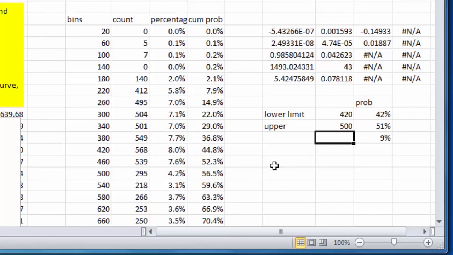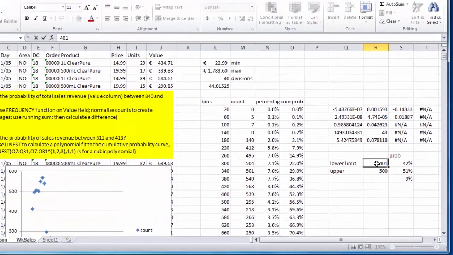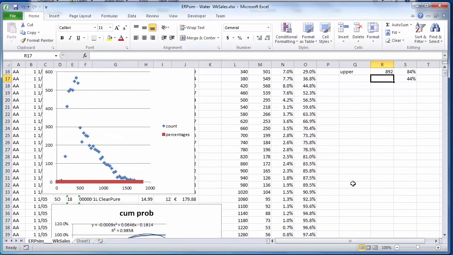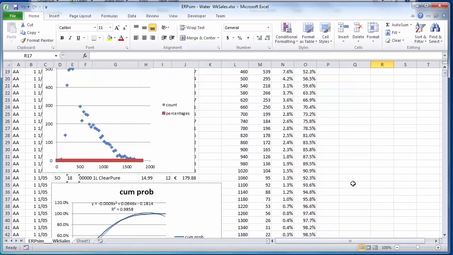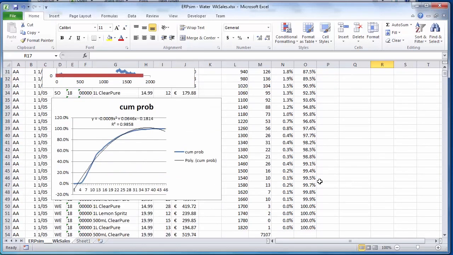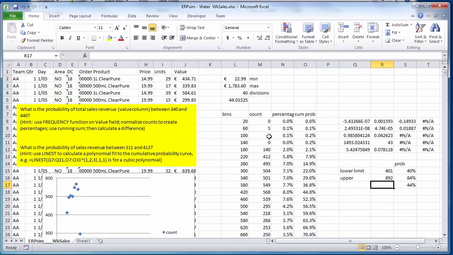So this is a way to use a regression to estimate. Say this is 401, and 892. For some reason we have those. Well, we estimate about 44% of that occurring. Or you could go down here and estimate it via these tables. That's the general idea. Trying to fit a curve to existing data to estimate the probability of a future occurrence.